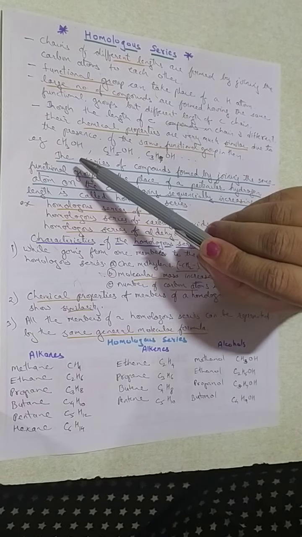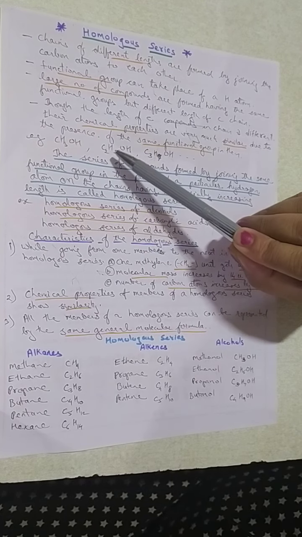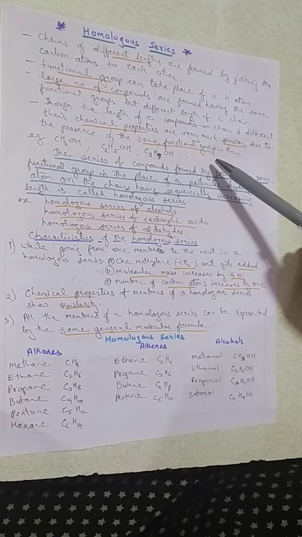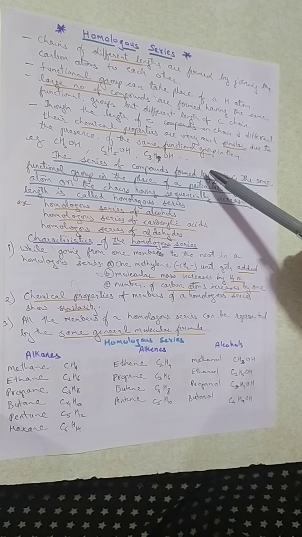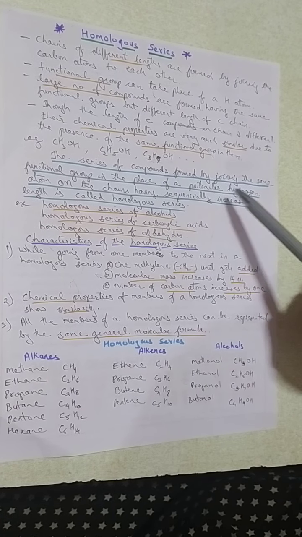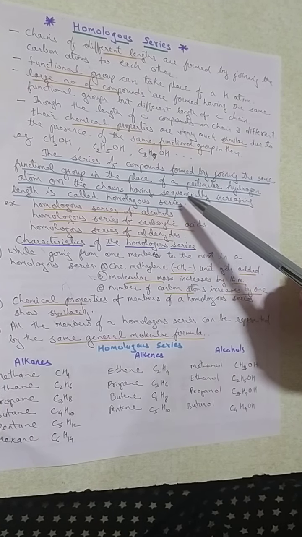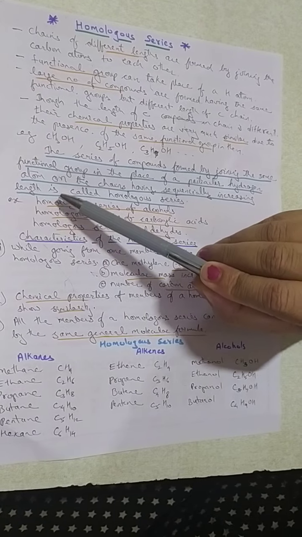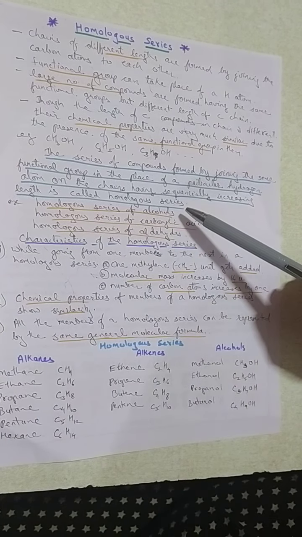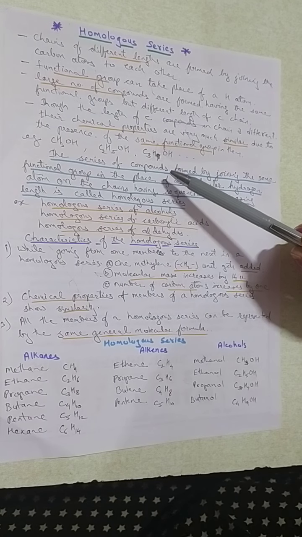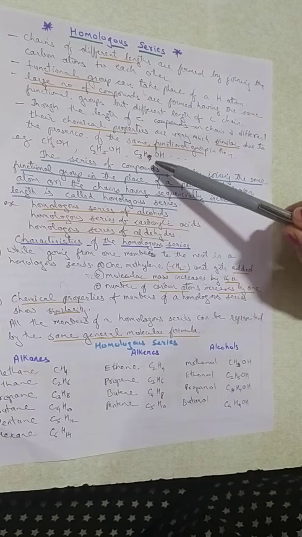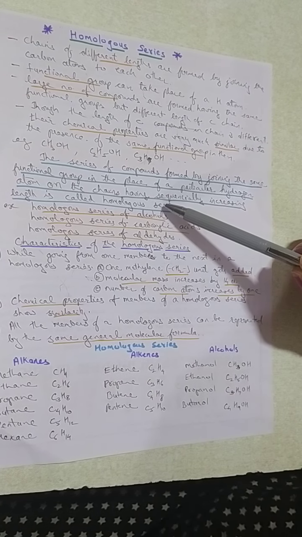Let us take the examples CH3OH, C2H5OH or C3H7OH. These are the alcohol series. They are the homologous series. Let us define the homologous series. The series of compounds formed by joining the same functional group in place of a particular hydrogen atom on a chain having sequentially increasing length is called the homologous series. That is, if the same functional group is attached to different carbons, then it is called a homologous series.